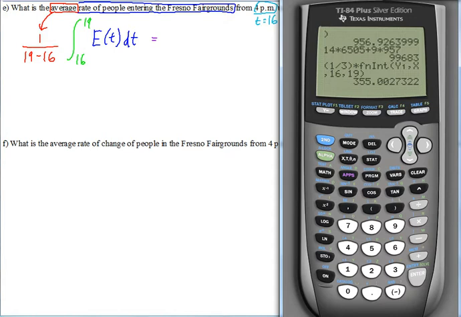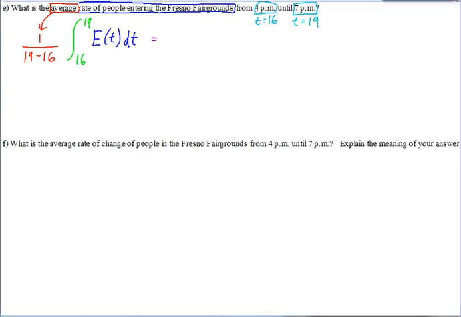You can either round it up to 3, or truncate it at 2. Either way is acceptable on the AP test. And then the units: when you're doing the average of something, when you integrate E of t, that gives you people. Those are people per hour, but then this is back in per hour, so it stays the same units as this function. So you find the average of something, the units would need to be the same. So this would still be in people per hour.